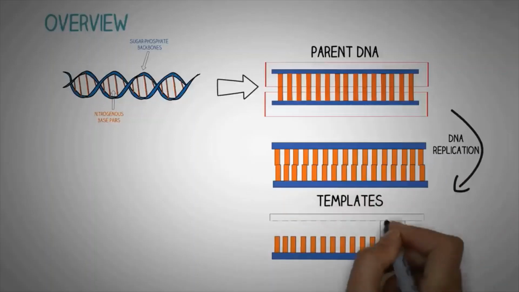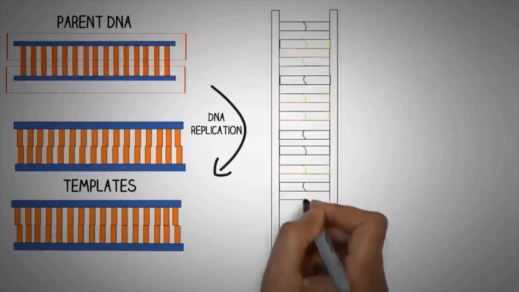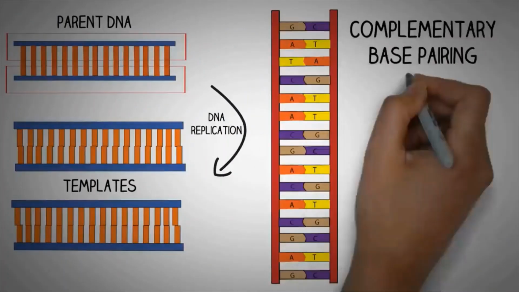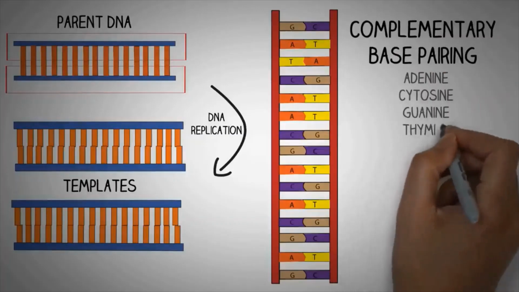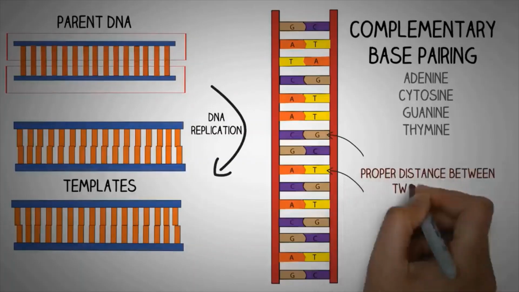Now, this process is made possible by the concept of complementary base pairing. We discussed the process of complementary base pairing in detail in the previous videos, and in a nutshell, the DNA consists of 4 nucleobases, which are adenine, cytosine, guanine, and thymine. In the structure of the DNA, the base adenine always pairs with the base thymine, and the base guanine always pairs with the base cytosine. This is called Chargaff's rule of DNA complementary base pairing.